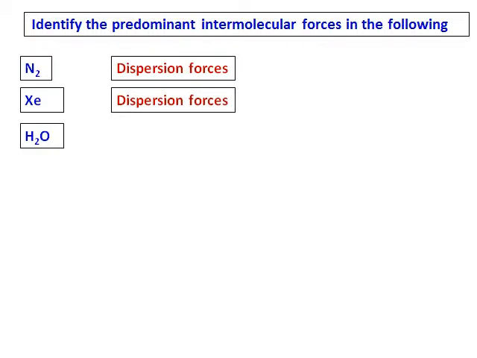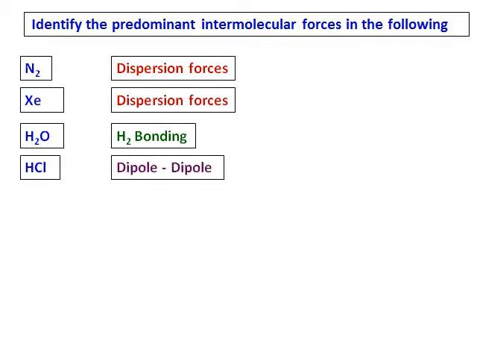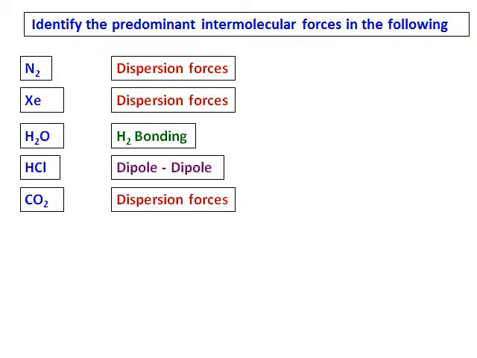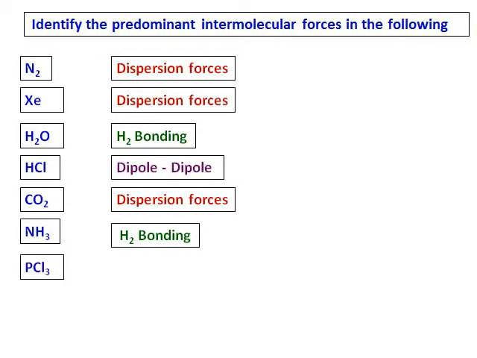And the third one, water. Water is a polar compound, so it will have hydrogen bonding and dipole-dipole, but hydrogen bonding is the predominant intermolecular force. And then HCl. HCl is a polar molecule, but it cannot form hydrogen bonding, therefore it will show only dipole-dipole interaction. Carbon dioxide. If you write the Lewis structure of carbon dioxide, you see that it is non-polar and it will show only dispersion forces. And ammonia. Ammonia, again we know it's a polar molecule, but it can form hydrogen bonding because hydrogen is attached to nitrogen, hence the predominant force is hydrogen bonding.